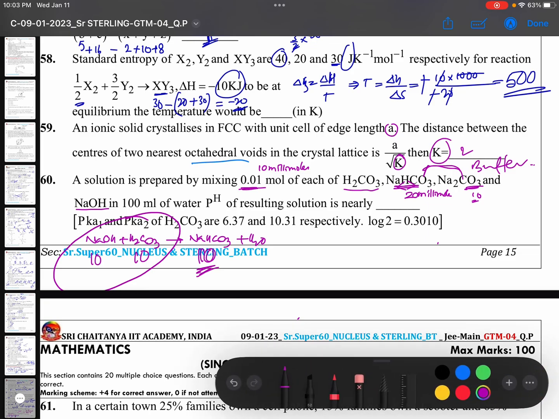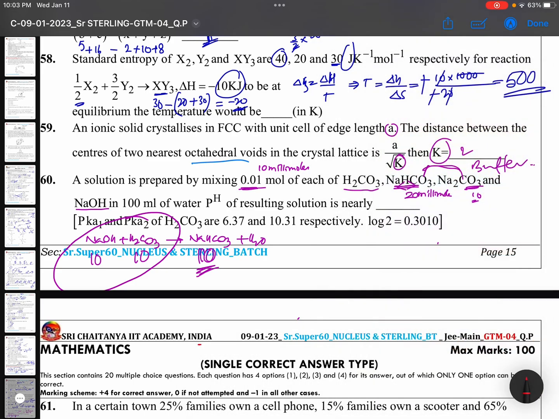So in this case, what will be the formula? pH is asked, pKa1 and pKa2 are given. So pKa2 is 10.31, because pH is equal to pKa2 plus log salt by acid, taking from NaHCO3. NaHCO3 is still acid, Na2CO3 is salt. Since hydrogen is there in NaHCO3, acidic nature is still there. So if you simply substitute the values, that is 10.31 plus log of salt by acid.